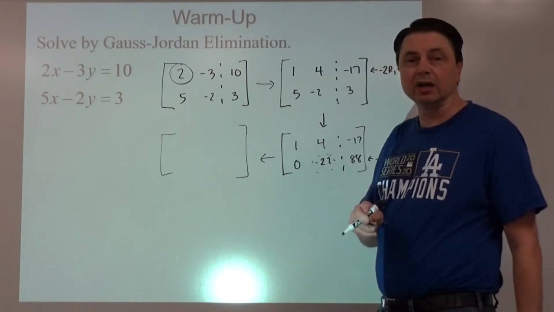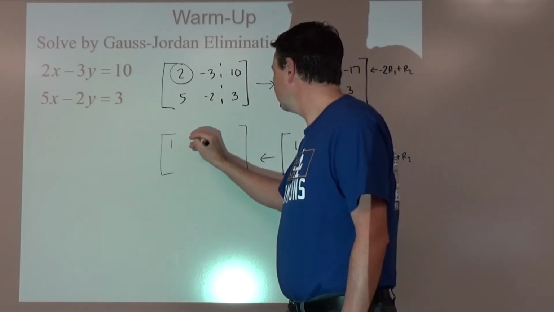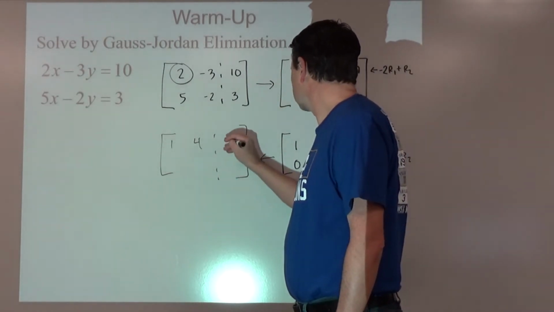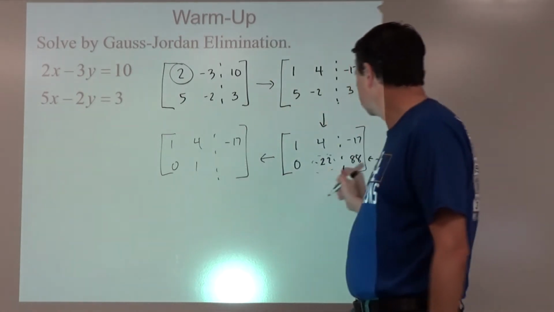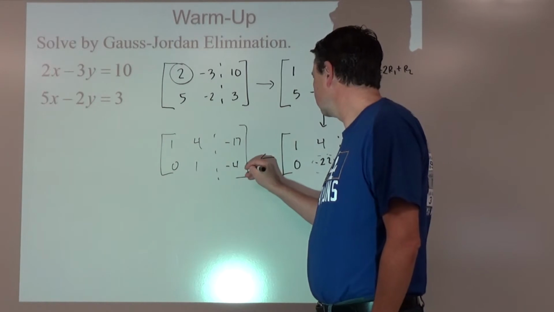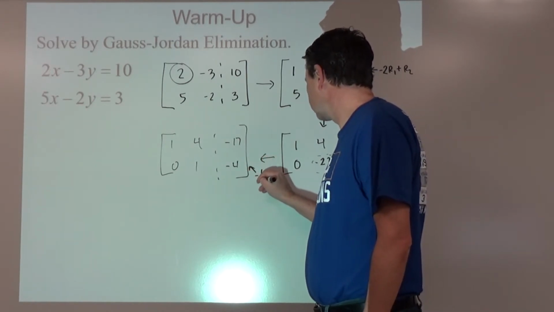And by multiplying by a non-zero constant, we can turn that into a 1. So 1, 4, -17, 0, 1, -4. Multiplied row 3 by -1/22.